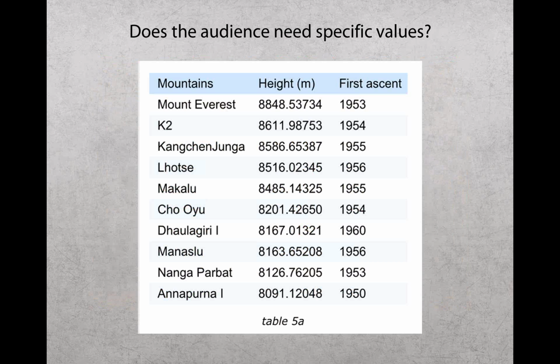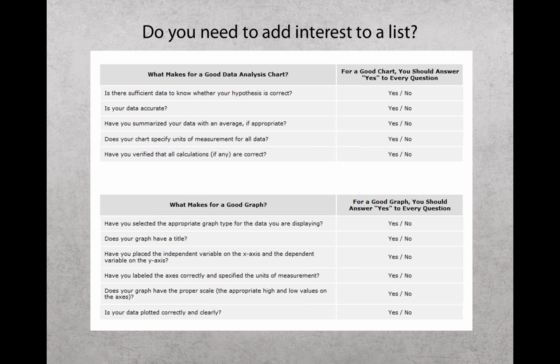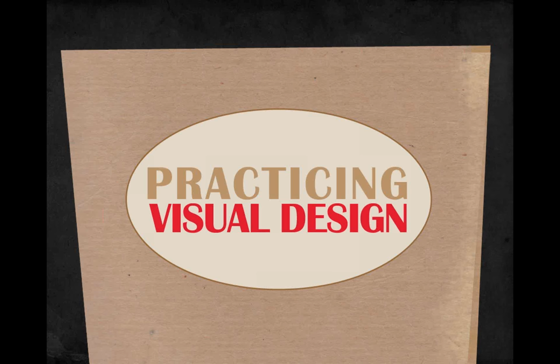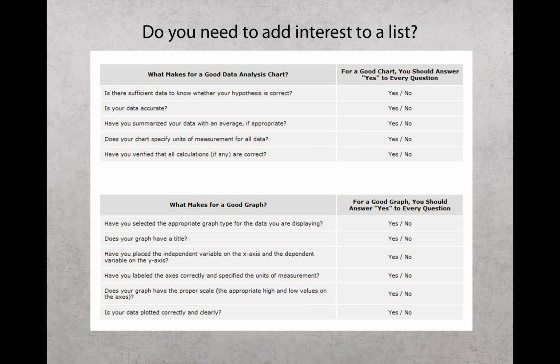Okay, if your audience needs specific values, put it into a table, because you can scan down a table quickly. And I thought this was a kind of a cool example. Instead of just making a list, I kind of turned it into a little bit of a survey. I thought that was kind of a cool idea. And that is it for visuals.